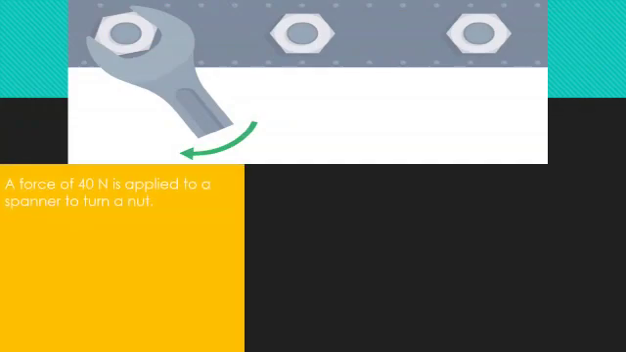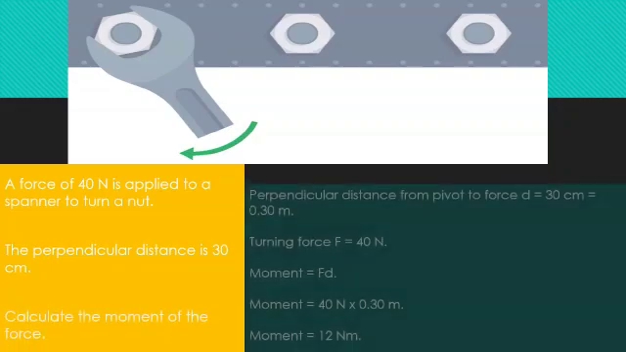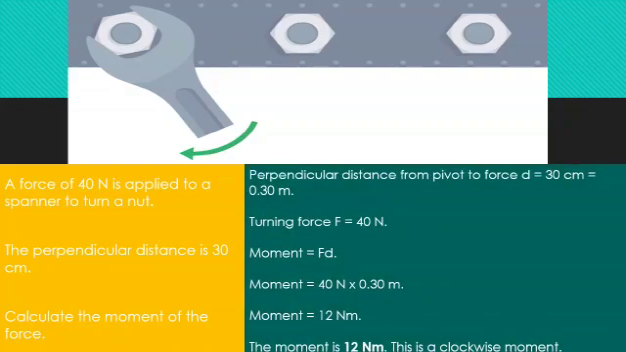A force of 40 Newton is applied to a spanner to turn a nut. The perpendicular distance is 30 centimeters. Calculate the moment of the force. Perpendicular distance from pivot to force is equal to 30 centimeters or 0.30 meters. The turning force is equal to 40 newtons.